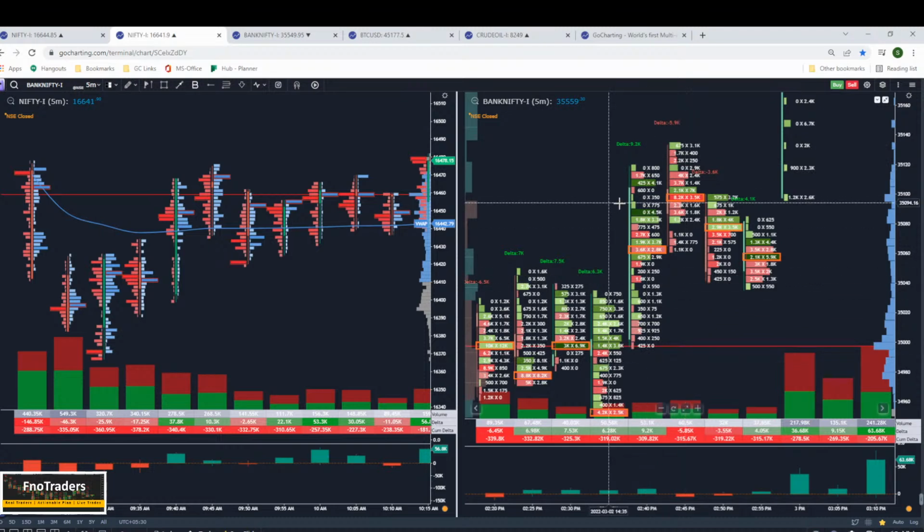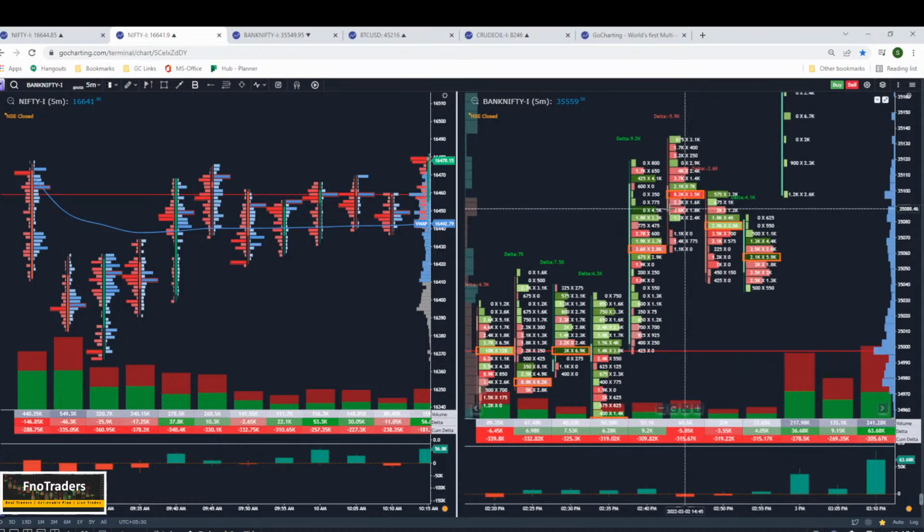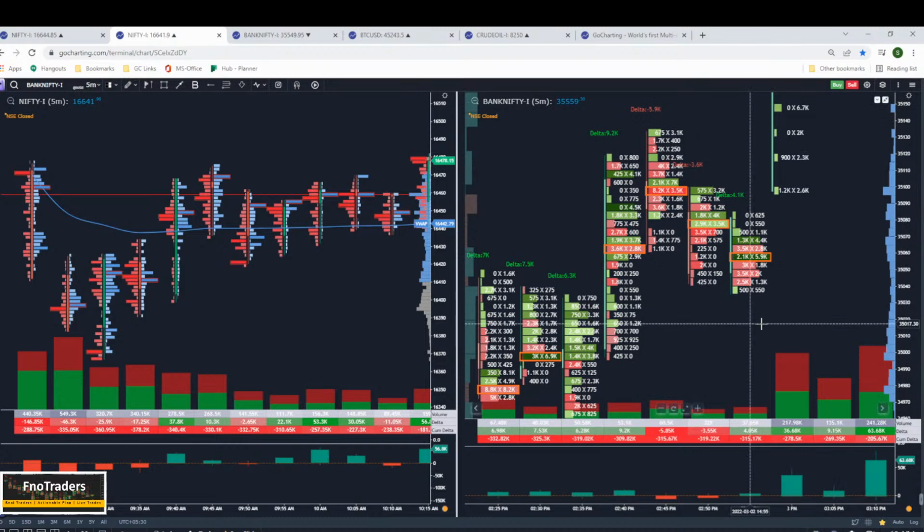If there are more sellers, it will be represented in red color on the left. If there are more buyers, it will be represented in green color. The greater the number of buyers versus sellers, the color will be darker red or darker green. So that is the quick interpretation of how the chart looks.